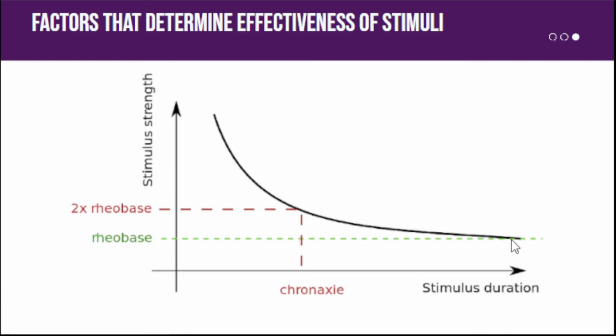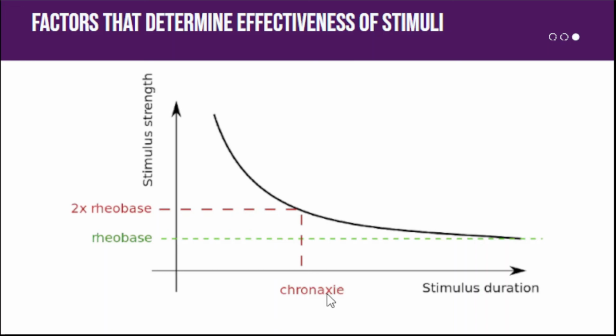If this is the minimum level of strength that you need to cause a response, then if you double the strength of rheobase, the time becomes shorter, di ba? And that shortened time to get a response at double the rheobase is called chronaxy. Let's repeat: chronaxy is the amount of time you need to get a response if you double the strength of your rheobase. Okay? So, what is the application of this?